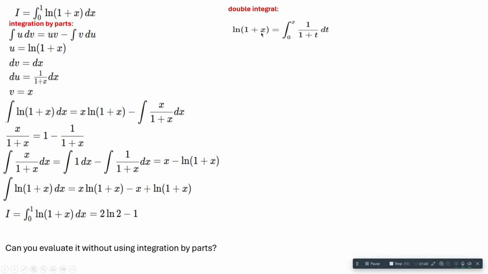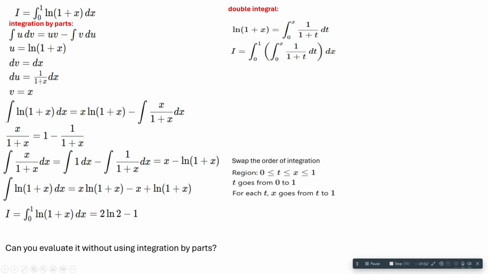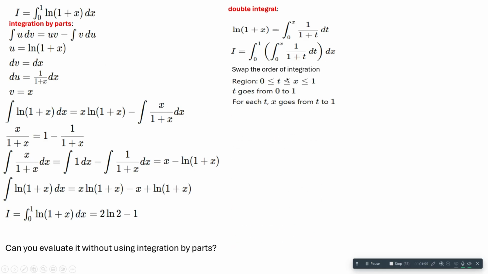First, we let log of 1 plus x equal the integral from 0 to x of dt over 1 plus t. Then the integral I can be rewritten in this type of double integral. Then we need to swap the order of the two integrations. Let's take a look at the region. For any x from 0 to 1, t goes from 0 to x. Now after swapping, for any t going from 0 to 1, x goes from t to 1.